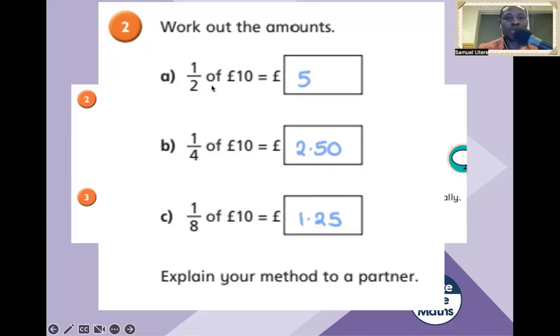Here you divide by 8. To divide by 8 is to halve again, and to halve again. So it's a bit like halving £2.50 again, so that would be £1.25.